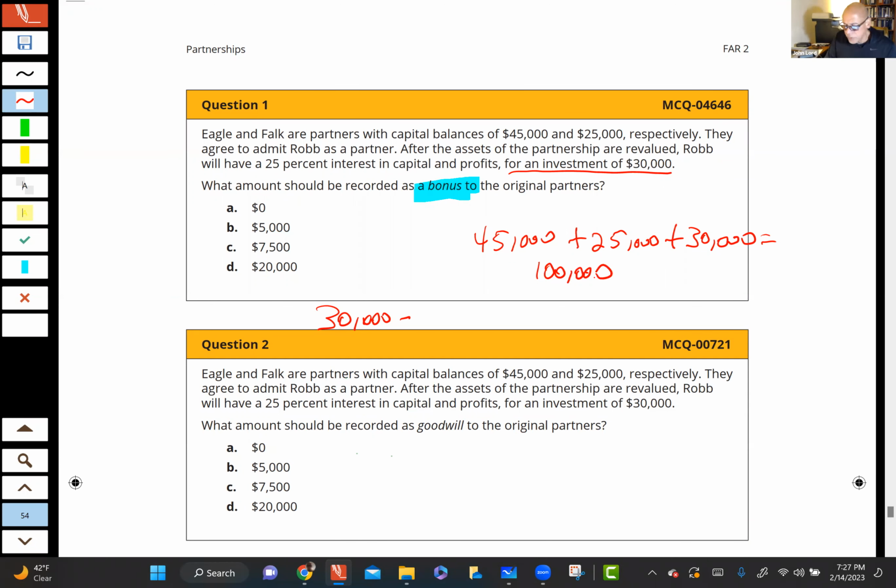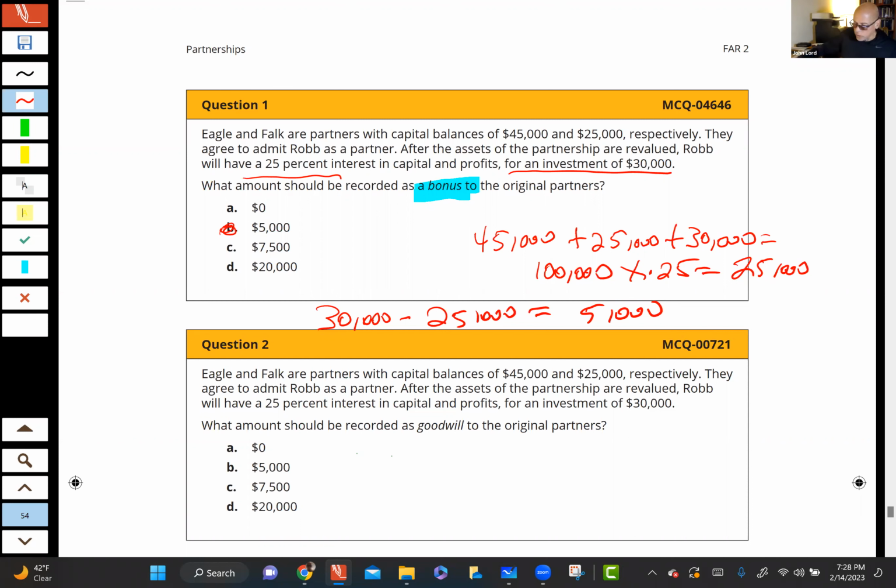Okay. 100,000 times 0.25 only has a value of what? 25,000, because the dude's getting 25%. If I contribute 30,000, that means that what? The old partners are going to get a bonus of 5,000. I mean, you could literally start to do these questions just like this, just as fast as I just did that one, as you get more comfortable with them.